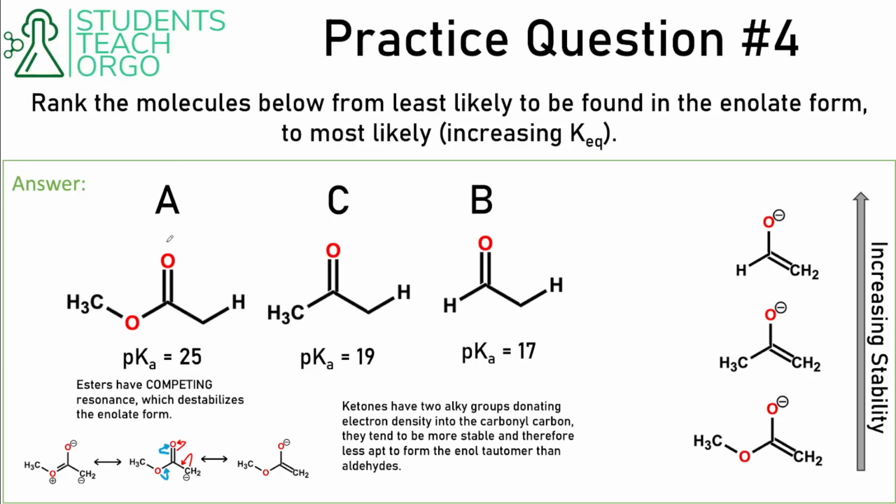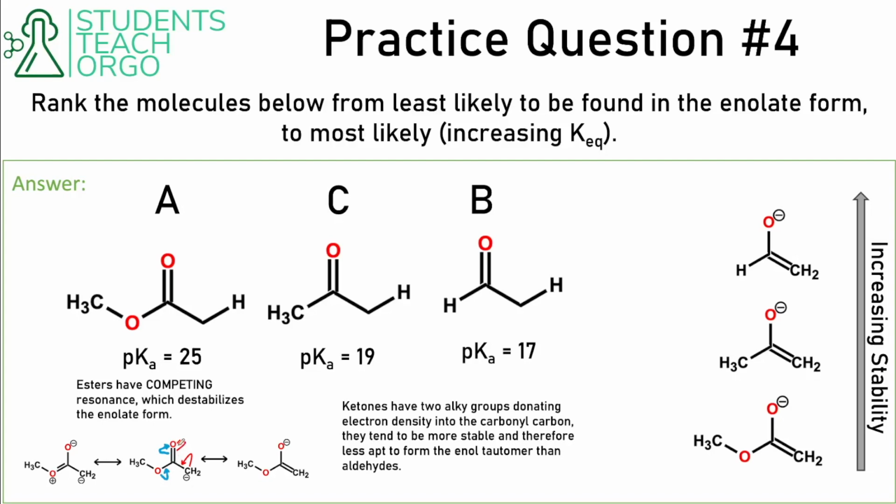And the explanation for that is that A, C, and B are three different functional groups. We have an ester, we have a ketone, and we have an aldehyde. And so the enolate forms of the aldehyde, the ketone, and the ester are all going to have slightly different stabilities based on just their structure as a functional group. Now, the reason the ester has the smallest KEQ is because of a phenomenon known as competing resonance.